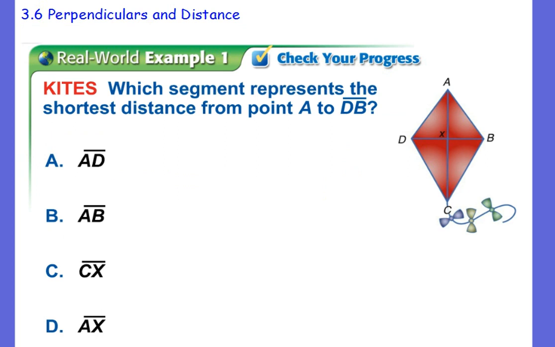So just a basic little question right here. Read through this, pause it, see if you can answer it. I'll give you a second to do that. Okay, so it says, which segment represents the shortest distance from point A, right here, to DB? And the correct answer is D, AX. Very good. This would obviously be the shortest distance, which is the perpendicular distance to this line segment. All right, sounds pretty easy.